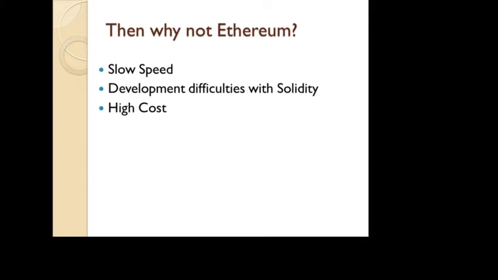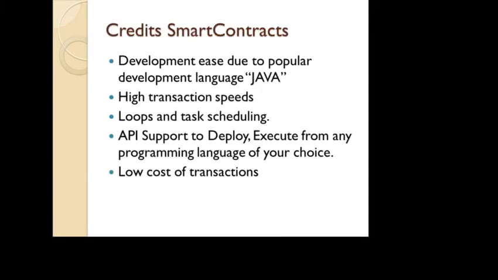So now the problems when we are talking about Ethereum are the slow speed and the difficulty of programming the smart contracts because of the language that is being used, and then the high cost of transactions. Right. So now let's talk about Credit Smart Contracts and how it is going to solve the problems that Ethereum is facing and why it is advantageous.